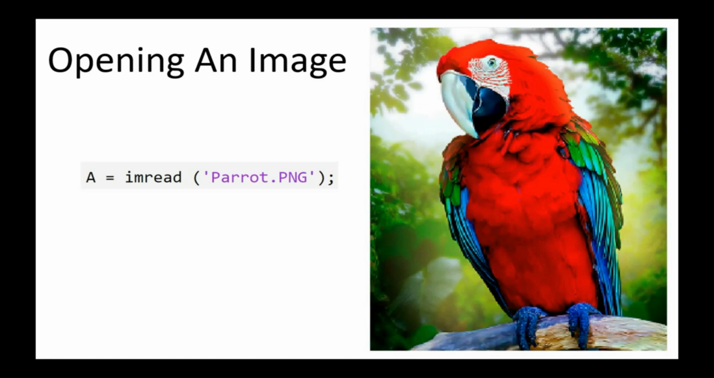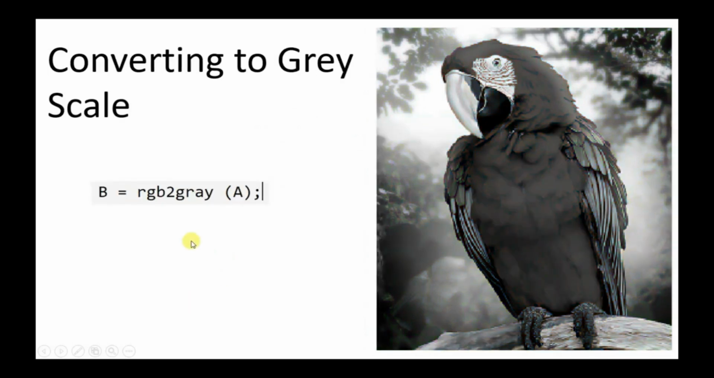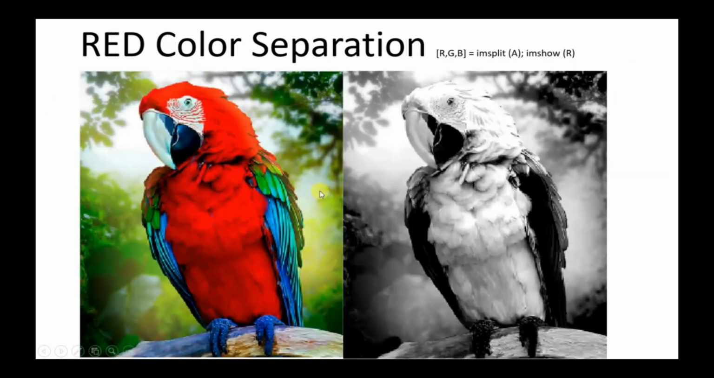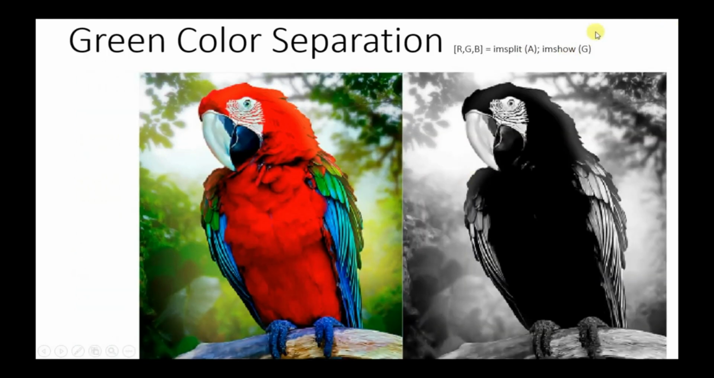At first the color image will be opened, with the following command: A equals imread and the image name. Then the image is converted to a grayscale image with the rgb2gray command, then the image is split with the imsplit command. So basically the image is converted to the 3 color channels, red, green and blue, and in this image it is showing the red color component. And the next one, the same code, but I imshow G, so it's showing the G component, which is the green component of the color image.